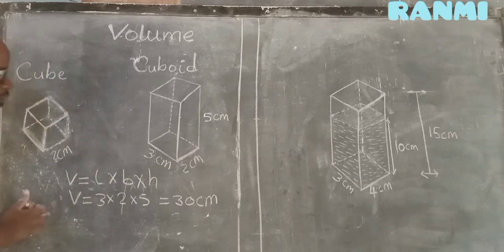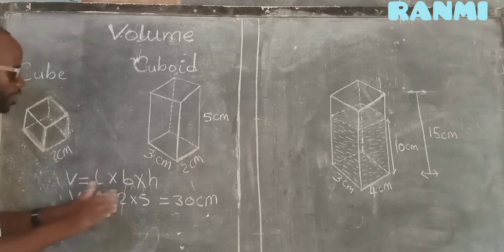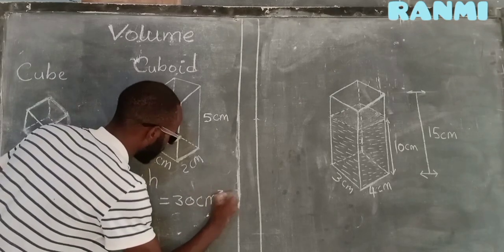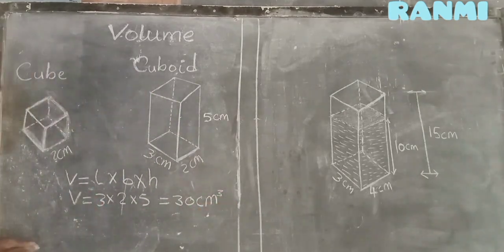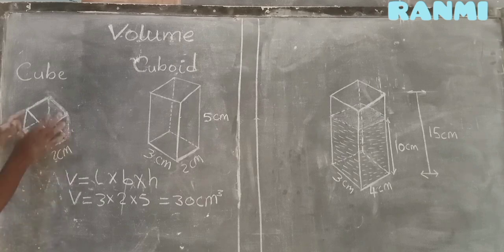But we are talking about volume. Volume is 3-dimensional. So it means that our answer must have 3 dimensions. So this is 30 cubic centimeters. What about the volume of a cube? Let us apply the same formula.